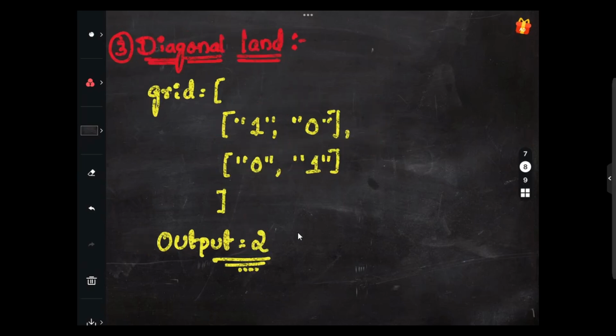So number of islands. Let's come to the third edge case here, diagonal land. Diagonal land we have here, see, 1, 1, right? We cannot move diagonally; we have to move either left, right, up or down. In this case this will be considered as one island and this will be considered as a second island, 2 different islands here, right? So we will return 2 as output in this case.